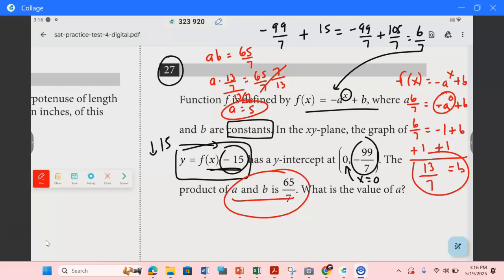So a lot of information there. Yeah, this is definitely one of the harder ones. You have to know that y-intercept means put x into 0. You have to take into account that shift. And yeah, so kind of a tough question.